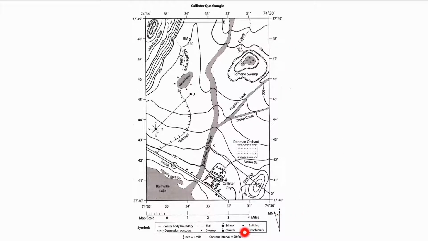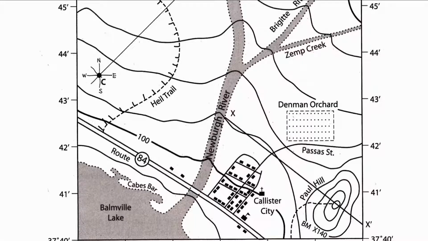My contour interval is 20 feet, so I'm increasing by 20. There's 120, 140, 160, 180, right? So now that we know that, the higher elevations are up here. So this is high elevation. This is low elevation. So my river should flow from high to low. So that would mean a river flow like this.